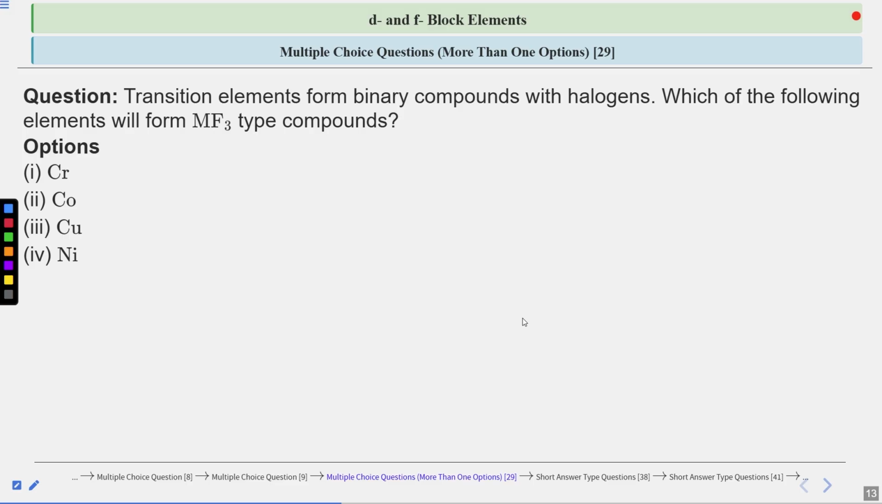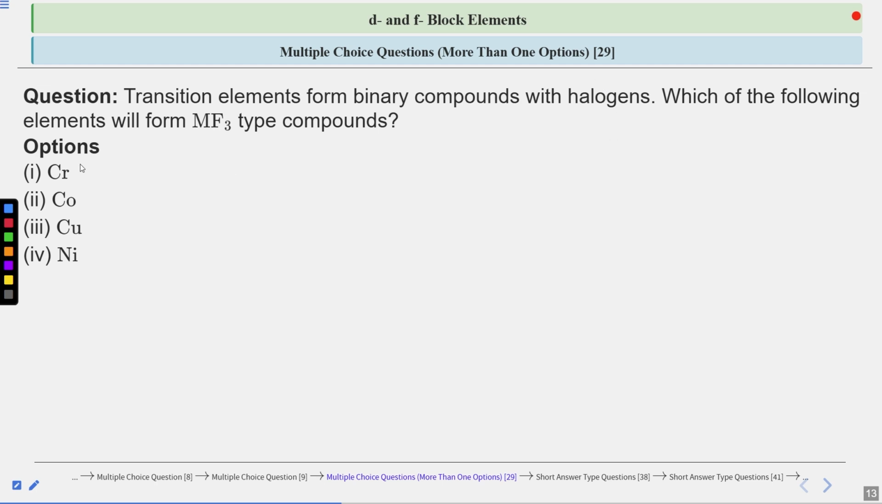This is a multiple choice question which can have more than one option as its correct answer. This is question number 29 as per the NCERT textbook. The question is that transition elements form binary compounds with halogens. Which of the following elements will form MF3 type compounds? So we are saying that the transition elements form binary compounds. That means the transition elements will attack two atoms to bind with them, so they will form binary compounds with halogens.